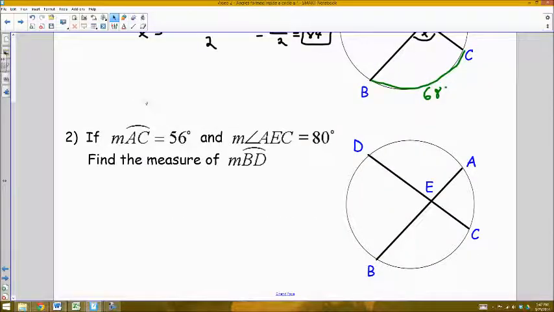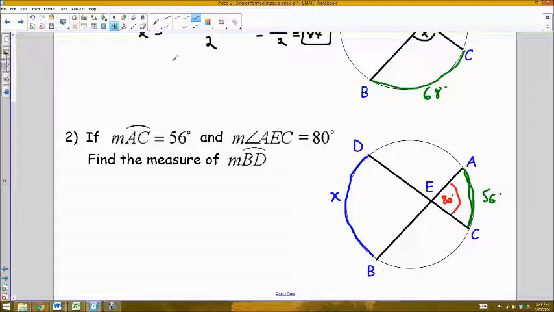Scrolling down to my second example, we can also use this process in reverse to solve for missing arcs. So for example, if the measure of arc AC is 56 degrees, AC is this arc, is 56 degrees. And the measure of angle AEC is 80 degrees. I need to find the measure of BD, this arc. So I'll call that X.